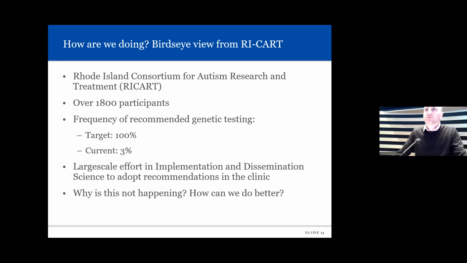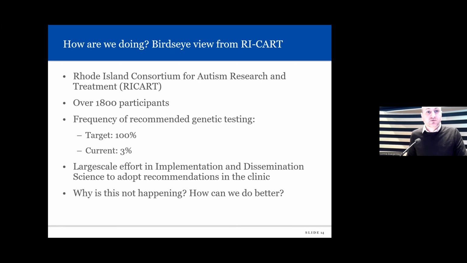So the rate of testing in this study was only about 3% of people receiving the standard of care 2 genetic tests. Those numbers were a little bit higher when you looked at each of the individual tests, but they didn't reach double-digit numbers. So we have a big gap between those professional recommendations and the standard clinical practice. So why is this not happening, and what can we do better?